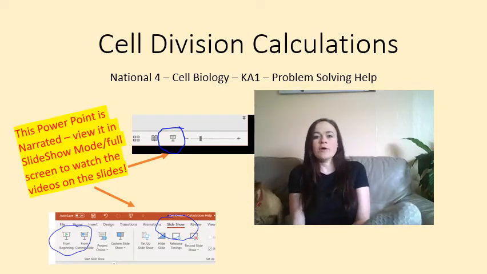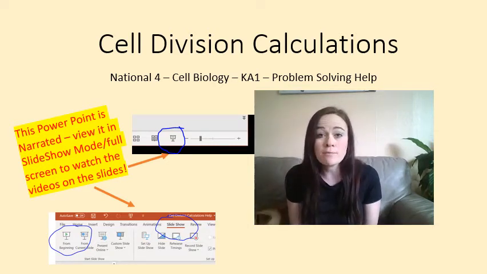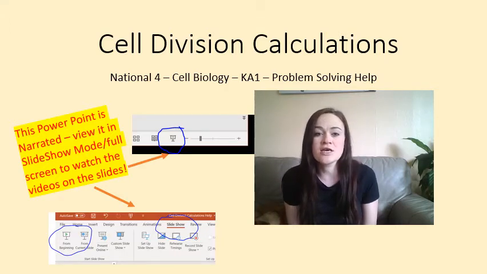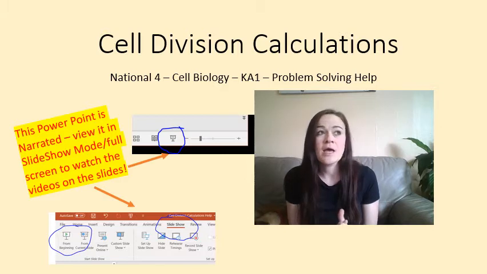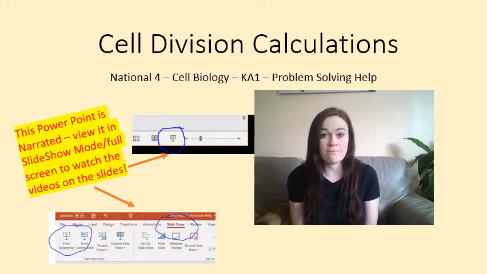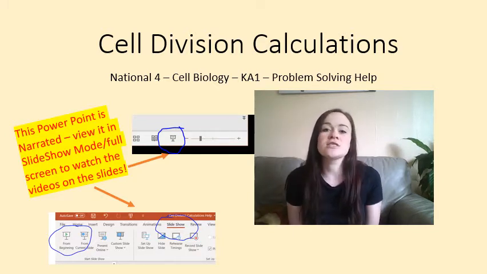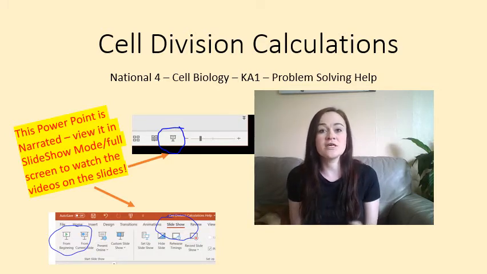This little PowerPoint is about some of the problem-solving questions that are associated with cell division, so part of the cell biology unit. Quite often you might get asked to calculate how many cells would be produced after a given set of time. And to do that, they'll tell you things like how long it takes for one cell to divide, and then they'll also tell you how long they want to know about.